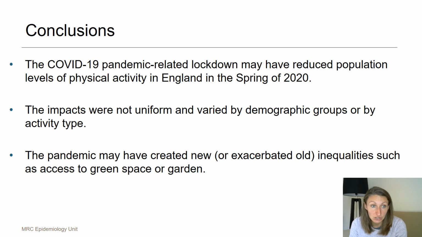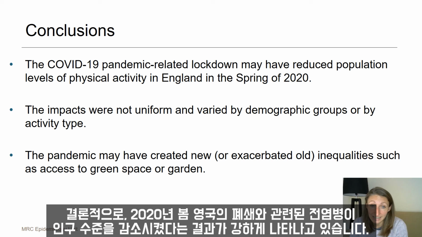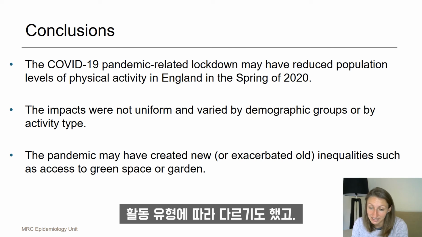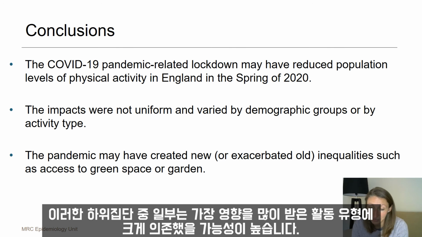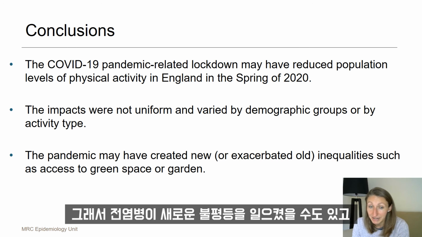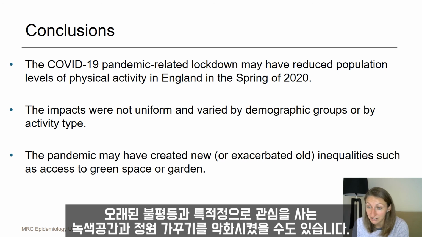To conclude, our results are strongly indicating that the pandemic-related lockdown reduced population activity levels in England in the spring of 2020. The impacts were not uniform across subgroups, and they also varied by activity type. And the two interacted. It's likely that some of the subgroups that were most affected relied heavily on some of the activity types that were most affected. So the younger age groups probably participated more in the team sports, and that had to stop. So the pandemic may have created new, or it may have exacerbated old inequalities.